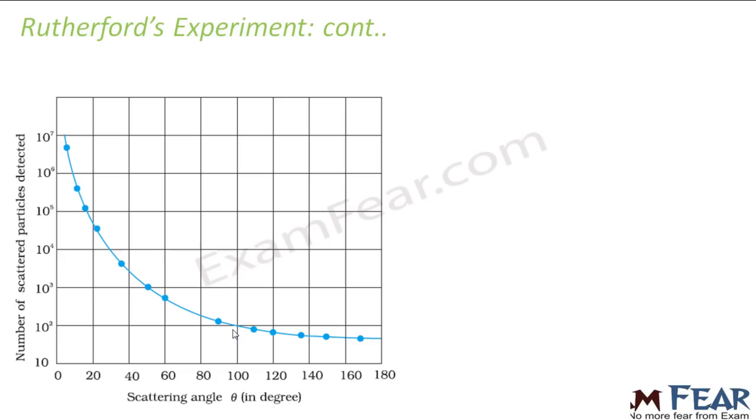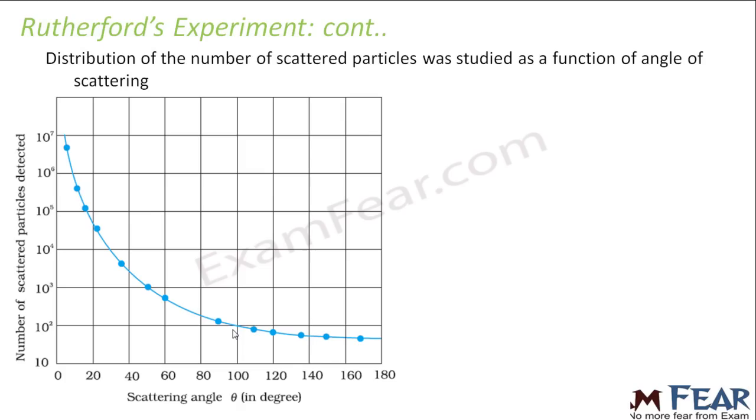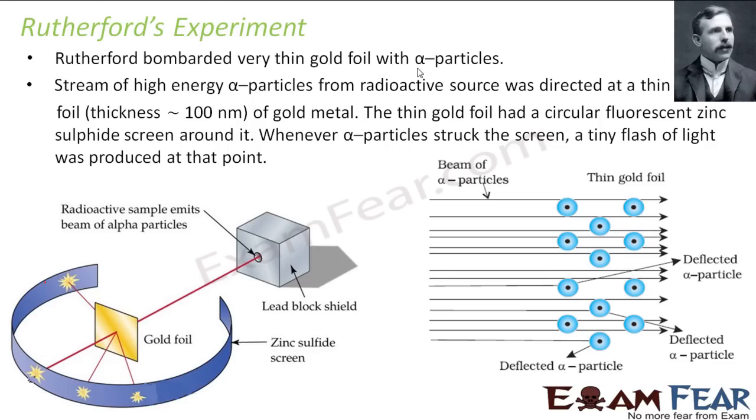Now, what was the result? What was observed in Rutherford's experiment? Basically, what was Rutherford's aim? His aim was to study the distribution of the number of scattered particles as a function of the angle of scattering. What are the scattered particles in this case? If you look at the arrangement, this collimated beam which you see here is nothing but the beam of alpha particles. Each of these alpha particles was getting scattered in different directions. The angle by which each alpha particle was getting scattered is known as the angle of scattering. So Rutherford wanted to study the distribution of these alpha particles as a function of the angle of scattering.